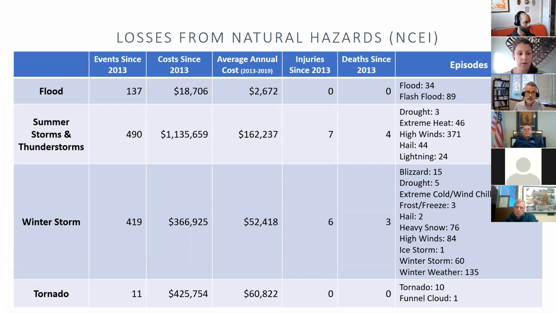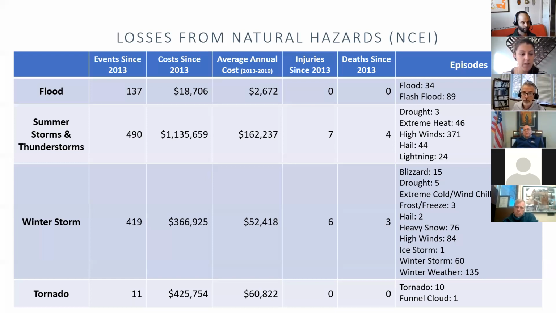So since 2013, there have been all different types of episodes which fall under the four events of flooding, summer storms or thunderstorms, winter storms, or tornadoes. You can see all the way on the right, those episodes are subcategories of these more major categories.